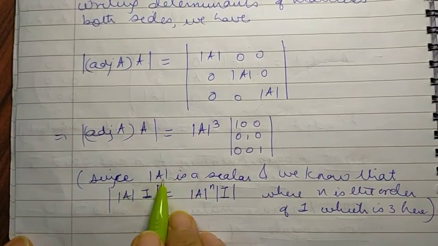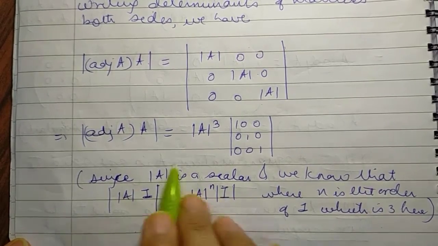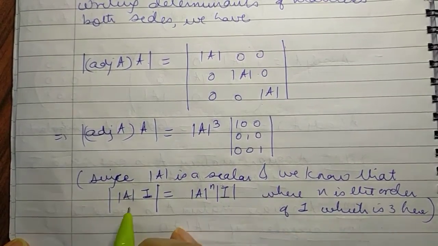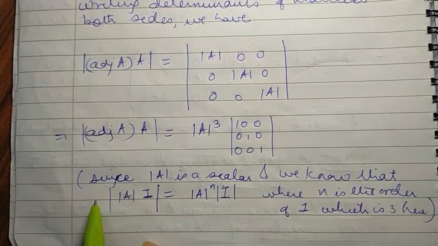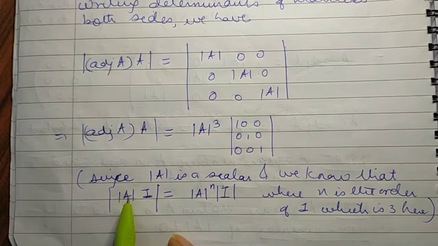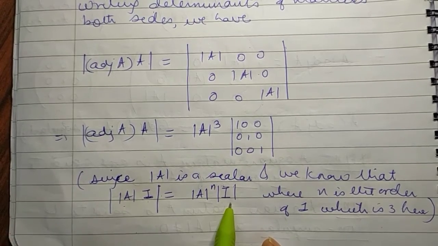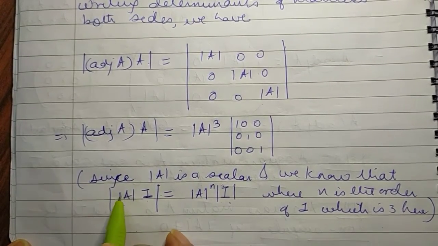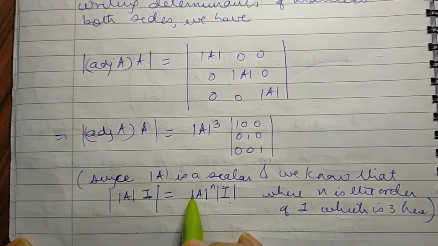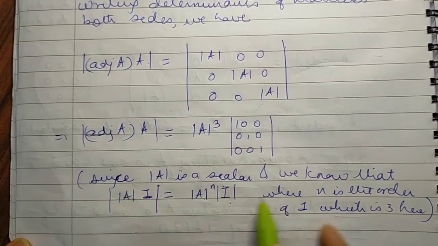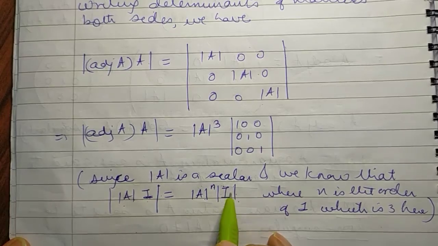And how do we get that? Since determinant of A is a scalar quantity, some constant term, and we know that any scalar multiplied to a matrix, when you take the determinant, you can take out that scalar raised to the power of the order of that matrix into the determinant of that matrix. And so we get determinant of determinant of A times I is equal to determinant of A, which is a scalar, raised to power n, which is the order of I, into determinant of I, but determinant of I is 1.